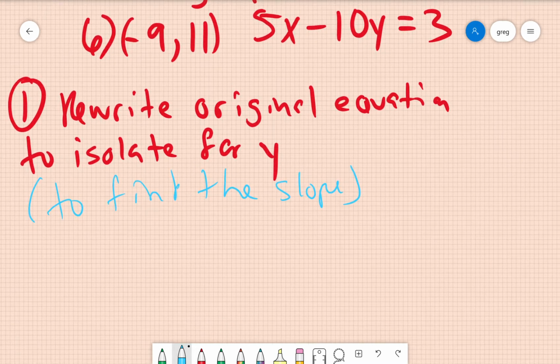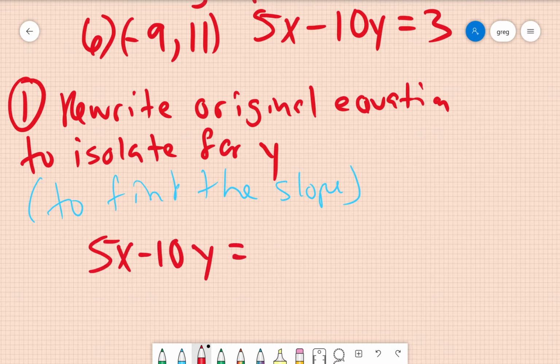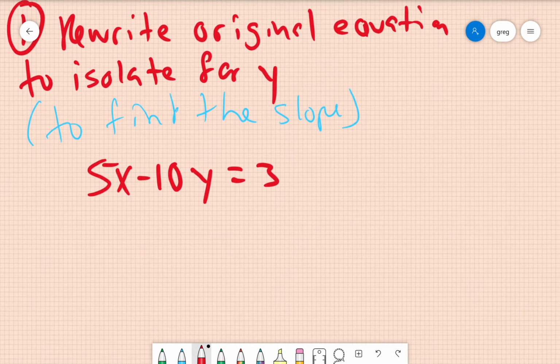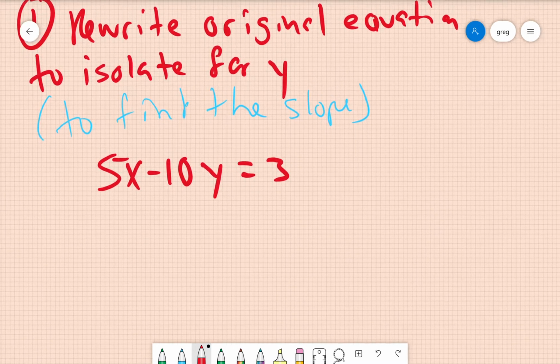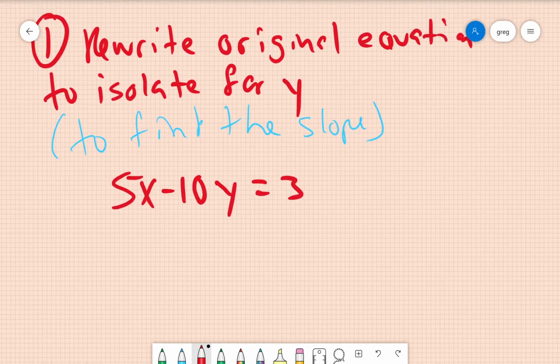So now we have to rewrite this in order to find the slope. So now I have 5x minus 10y equals 3. Now, all of you at your table, go ahead and isolate this equation for y. And I'm going to ask somebody in here to walk me through the entire process in about another 2 minutes. So rewrite this entire equation and isolate for y, because we've got to find the slope in order to find a parallel equation.